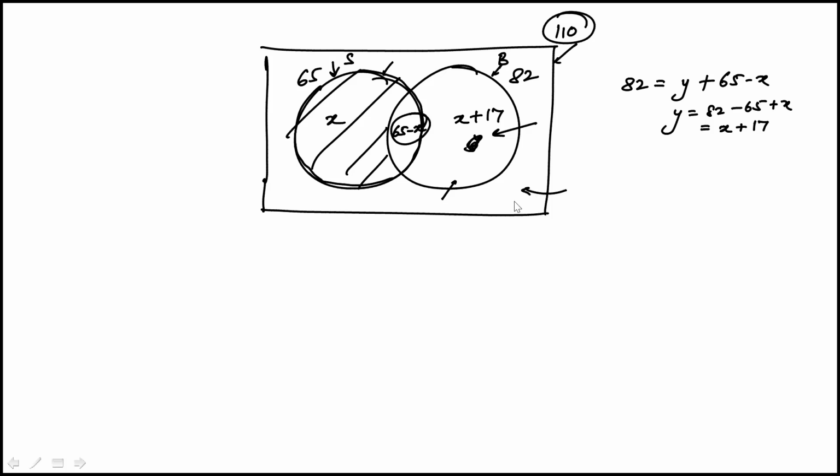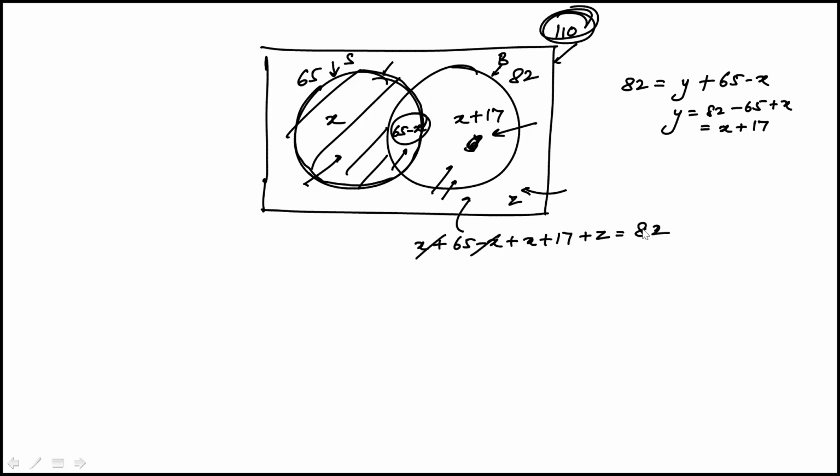I can also figure out this, that own neither stocks nor bonds, because all these four regions, this is stocks only, bonds only, overlap, and neither, have to add up to 110. So again, I'm going to just call it another variable and try to express it in terms of x. X plus 65 minus x. And I don't really use the Venn diagram formula. You just add the individual quantities, which are equivalent.